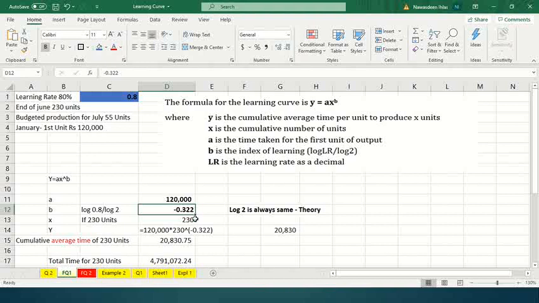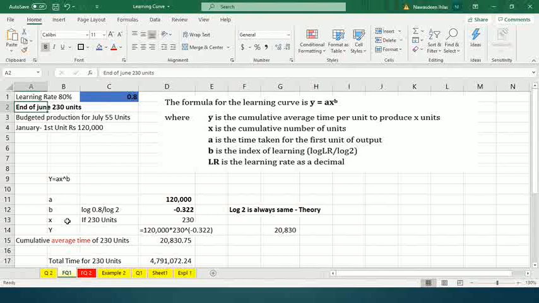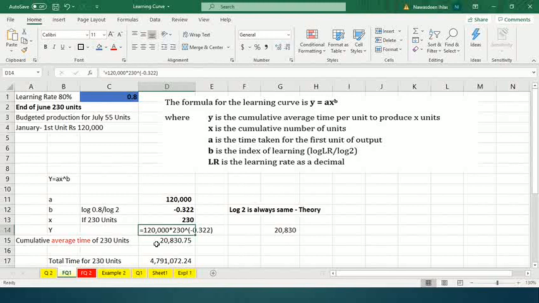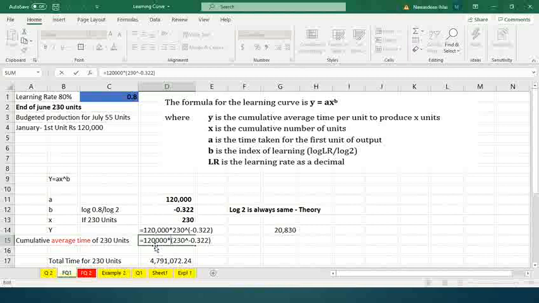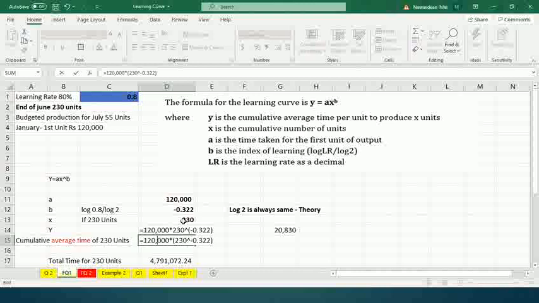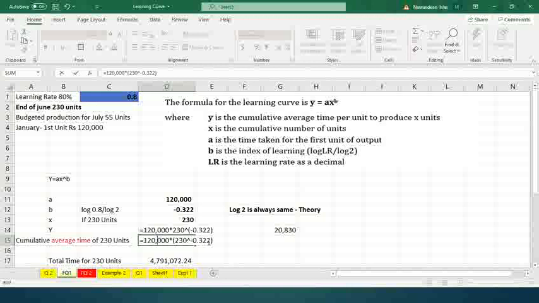Let's take the first scenario, where our cumulative output x is 230. We can apply the formula: x is 230, a is 120,000, and b is minus 0.322. So a, 120,000, multiplied by x to the power b, where x is the cumulative output of 230, to the power of your learning index b, minus 0.322. You can use the power button in your calculator.